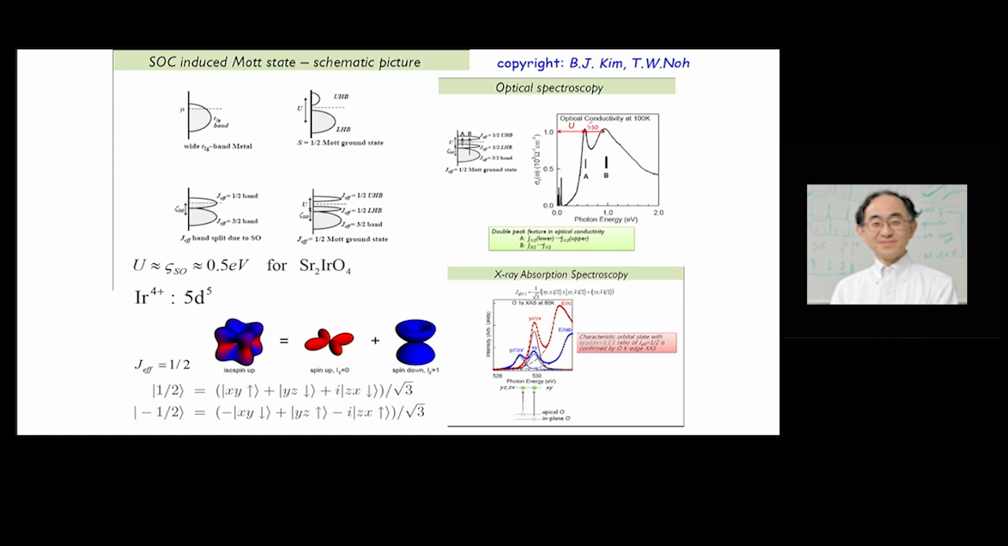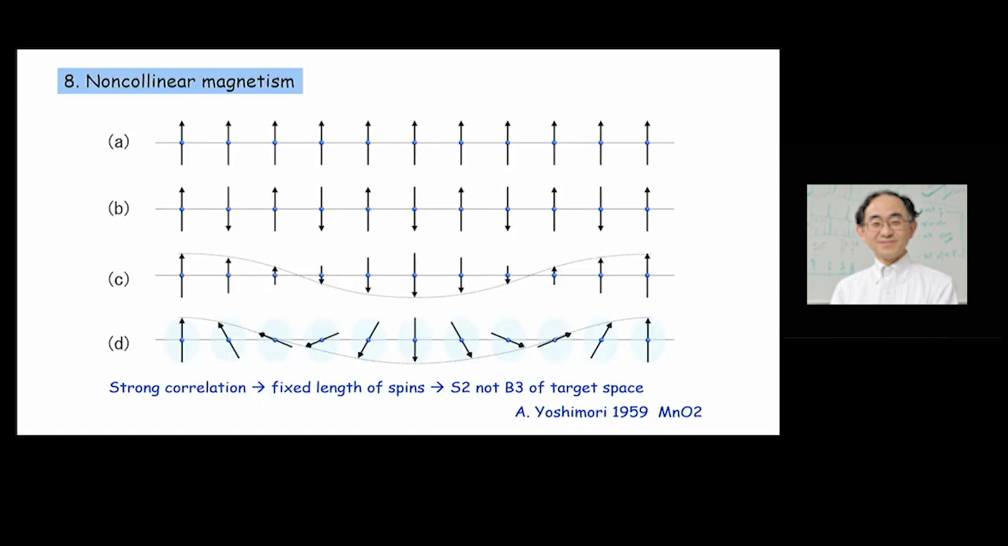I already mentioned the Kitaev interaction by Karim. But in this case, the spin-orbit coupling helps to develop the Mott insulating state in the case of strontium iridium oxide. And this is the wave function for the J = 1/2 state, etc. But with the remaining few minutes, let me mention non-collinear magnetism.